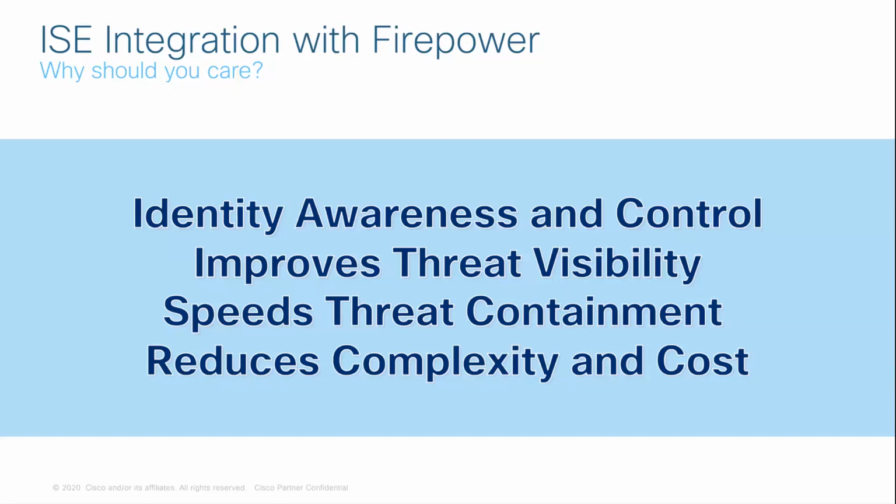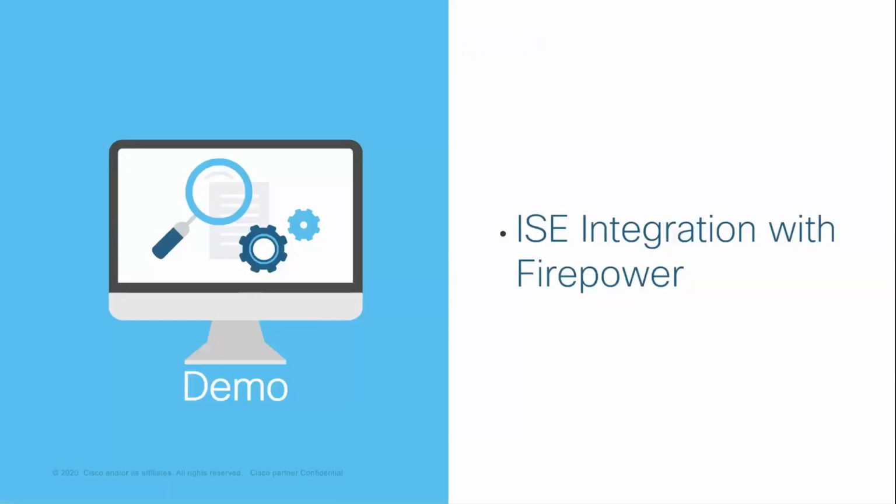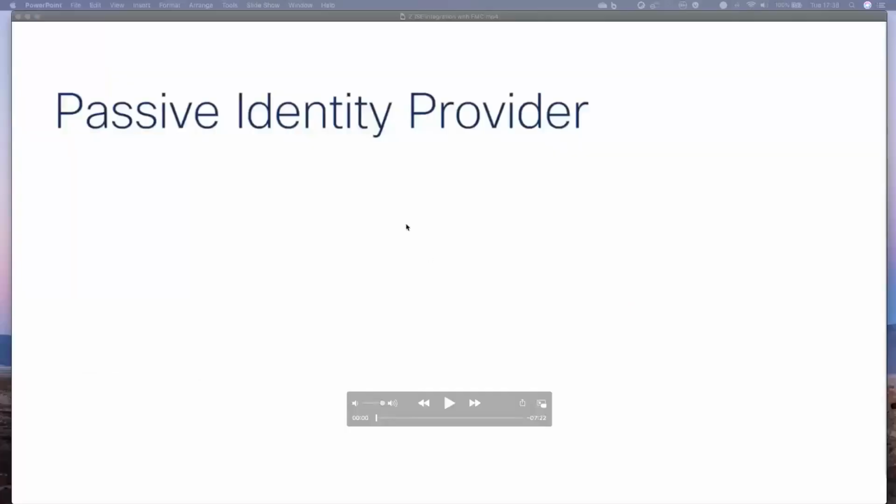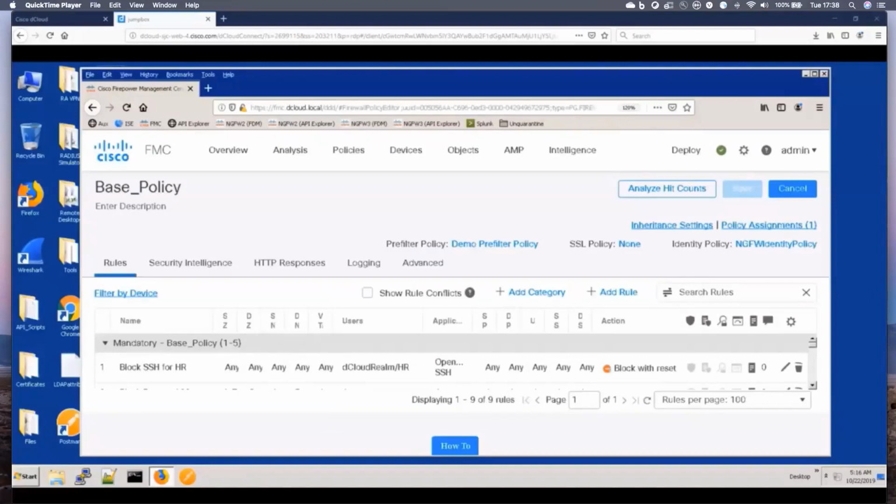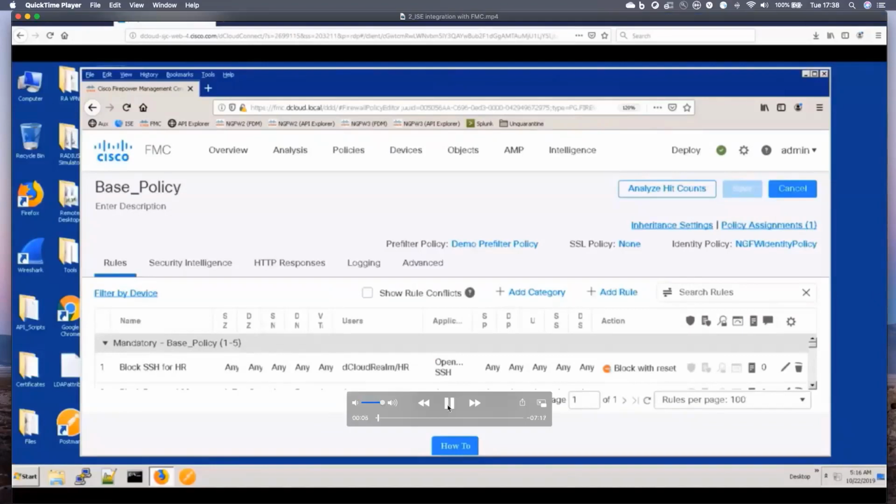And for now, I believe it's time for our demo. Ruben, can you please share the second video, please? With ISE and Firepower integration. And during this demo, we will discuss two scenarios. First is building access control policy and using user identity information. And Ruben, can you please press stop now?